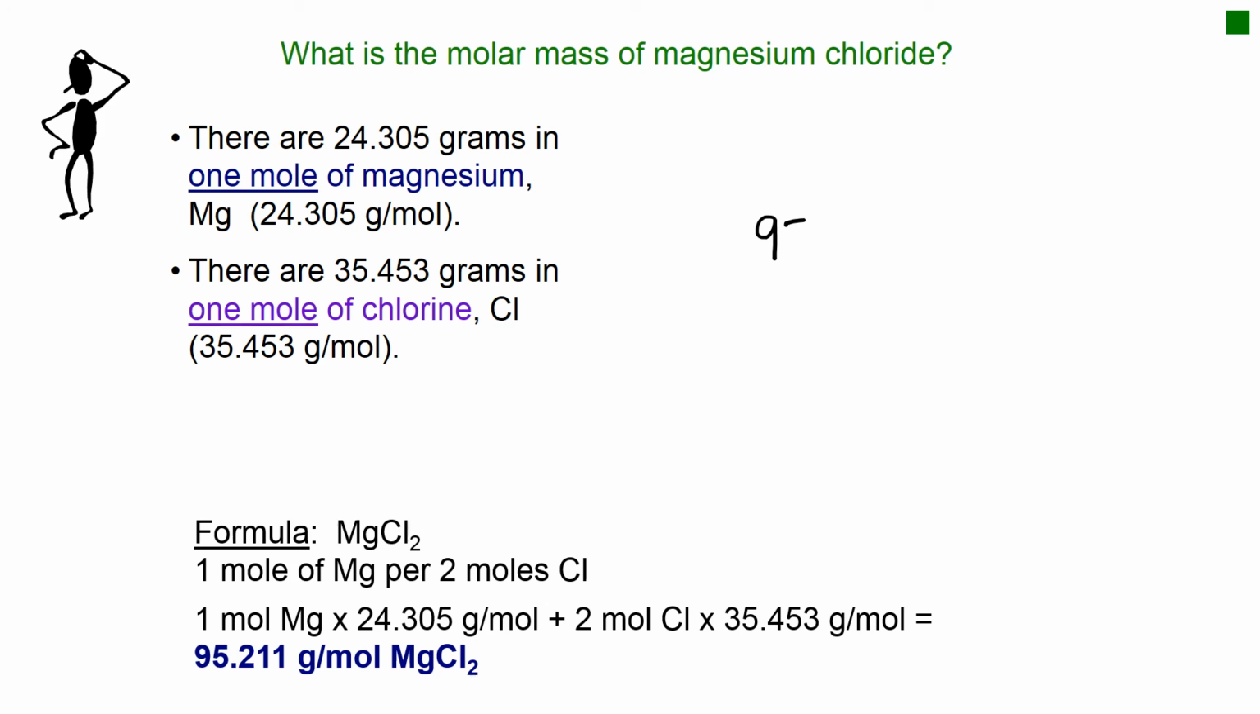Couldn't we have just written 95.211 grams, as long as you're right per mole? Yep, exactly. So you don't have to do your examples twice. You can just put grams when you're talking about moles, or AMUs when you're talking about individual units. Correct.